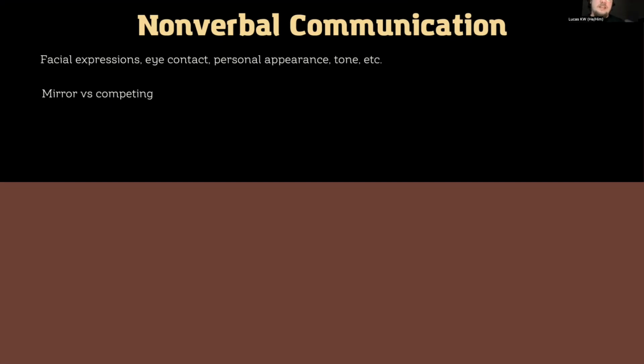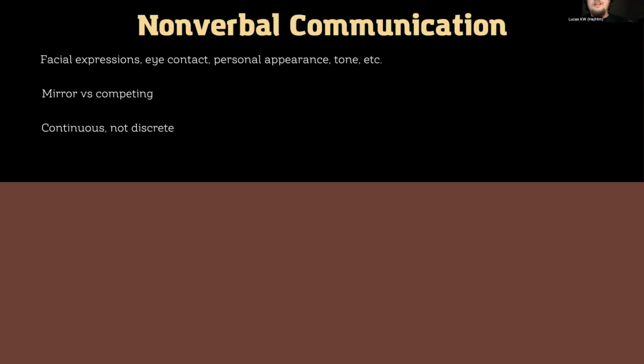And then we have competing. So competing is when members tend to exhibit opposite patterns. So if someone was slouching in their chair in a meeting, someone else might compete with that person by sitting up straight to show that there's a difference between the person sitting up straight and the person slouching. Okay, that's another way of nonverbal communication in a group setting.